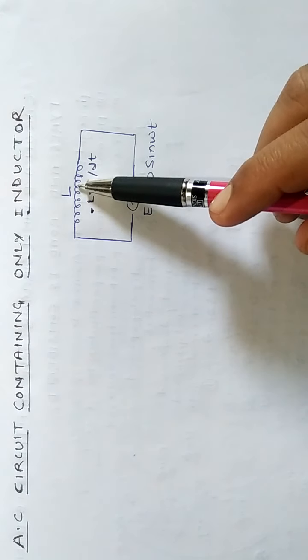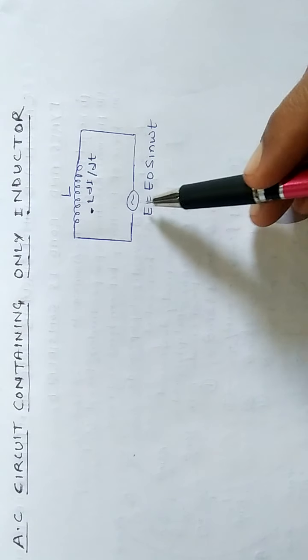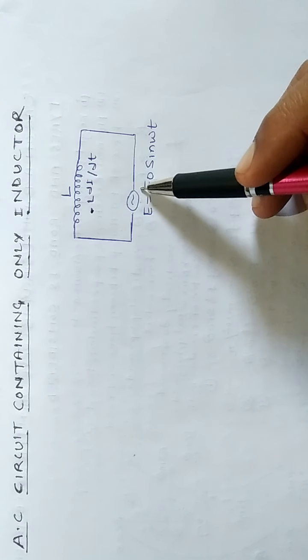Suppose an ideal inductor of inductance L is connected to a source of alternating EMF E = E₀ sin ωt.